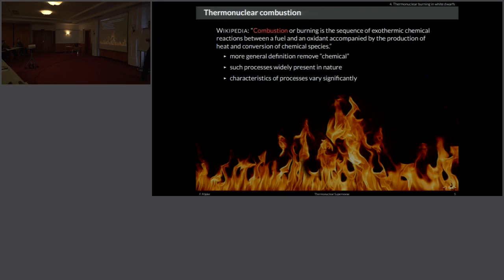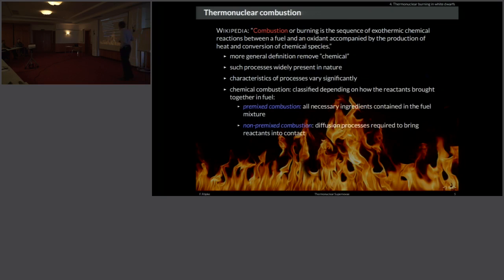Such processes are quite widespread in nature, so a lot of phenomena can actually be cast as combustion. There are even some people from the combustion community who would claim that the entire universe can be described as a combustion system, but this is a bit far-fetched perhaps. But at least for our purposes of describing thermonuclear explosions, the concept of combustion is very useful. Now, the characteristics of different combustion processes in nature vary significantly. Again, looking into chemical terrestrial combustion, one can find different classes of combustion processes depending on how the reactants are brought together in the fuel.